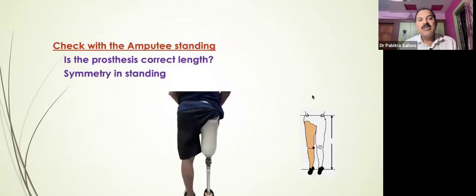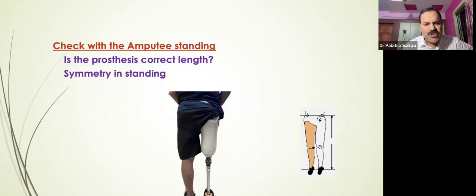Then look for whether the length of the prosthesis is equal to the healthy side or not. How do you check for that? You can check it from the front side, you can check it from the back side. From the front side, the best way is to see the shoulder level, and to palpate both anterosuperior iliac spines. You palpate the iliac crest, palpate the anterosuperior iliac spine, and check whether both anterosuperior iliac spines are at the same level or not.